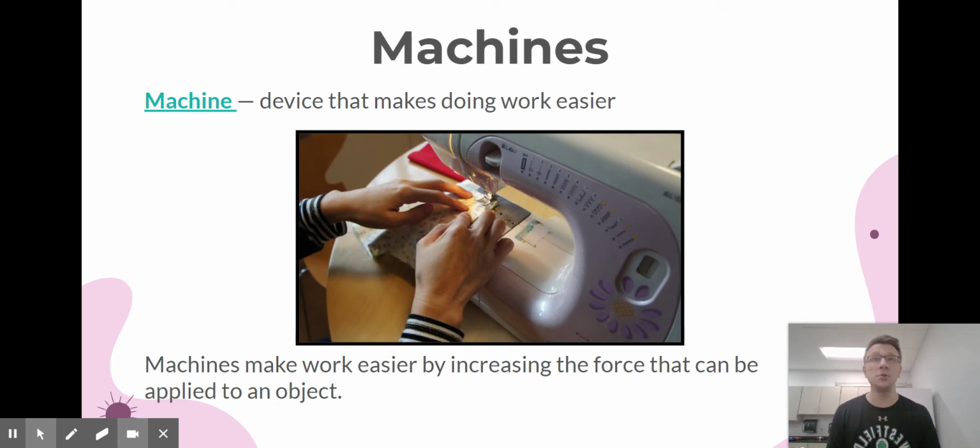So, for instance, you could use a pulley. The purpose of a pulley is for us to put in work by pulling on it, but it ends up adding additional force and allows us to pick up things that are larger or heavier than what we normally would.